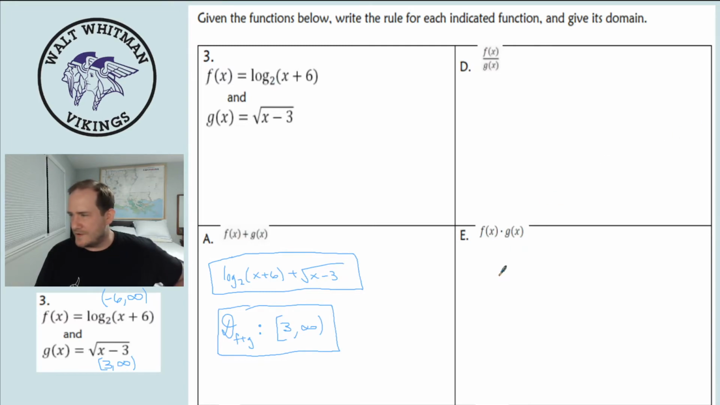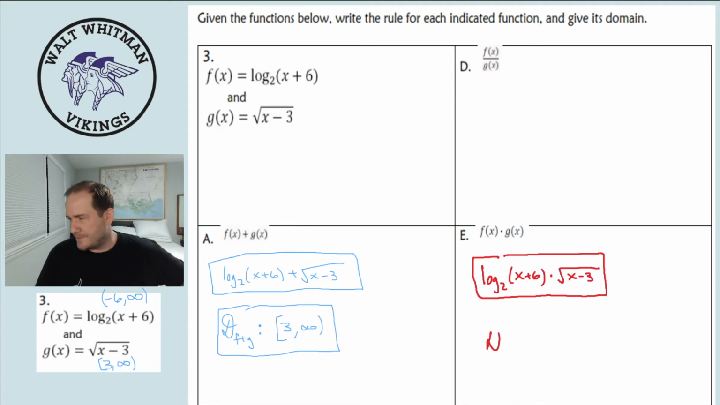For the product function, you're going to write log base 2 of x plus 6. Then you're going to write the radical, root x minus 3. Then you're going to put a multiplication sign between them. Then you're going to put a box around it because you can't simplify it anyway. Then when it comes to the domain, you're going to find the intersection of the 2 domains, which is the same domain as the sum and difference, like I just told you a second ago. So it's 3 to infinity. So very boring. Those questions were very boring.